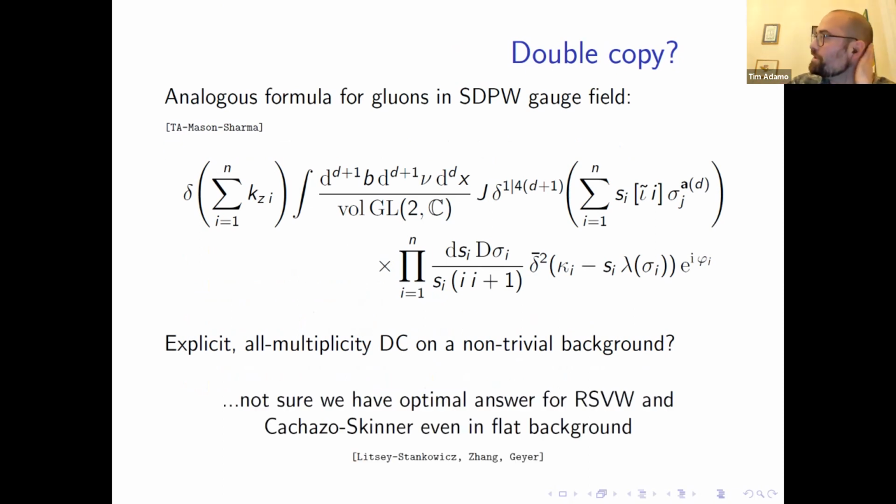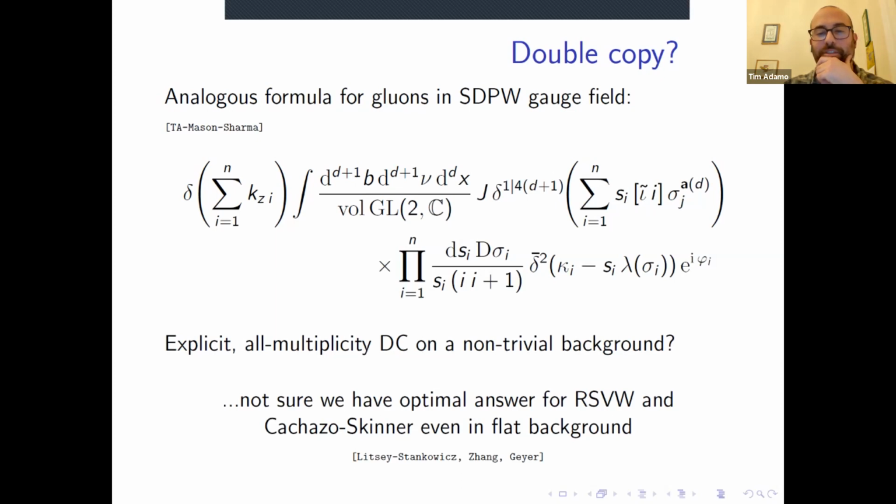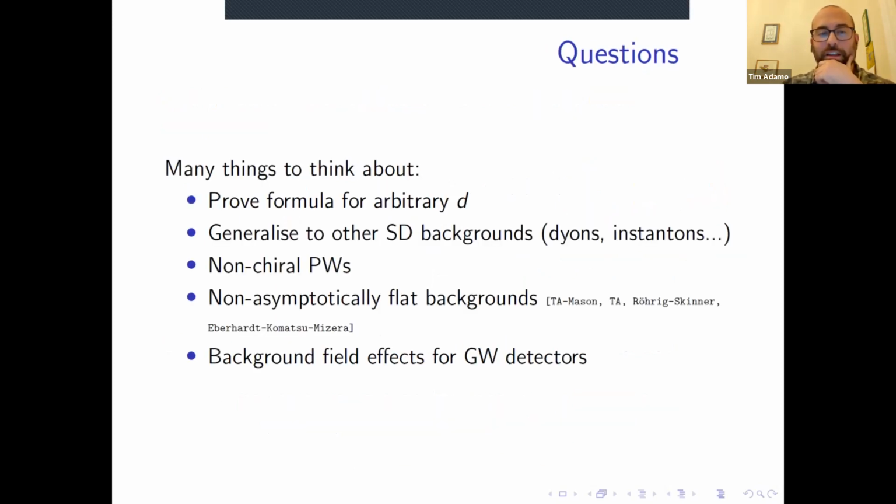But actually, I'm not even sure that we have what I would consider a suitable answer to that question, even for flat background formulae, so the RSVW formulae and the Cachazo-Skinner formulae. But if Yong and Ivan are in the audience, they may disagree with me. So anyway, I think I've run out of time, so I'll stop here with some other interesting questions that we're hoping to think about. Thanks.